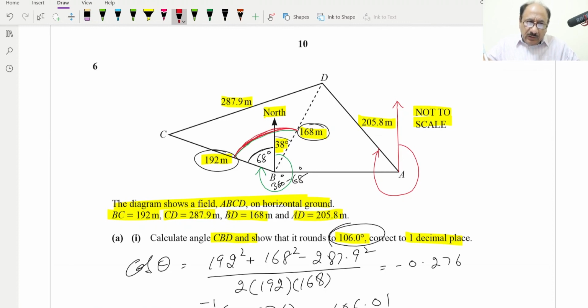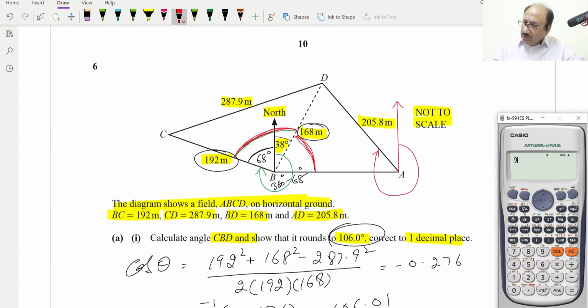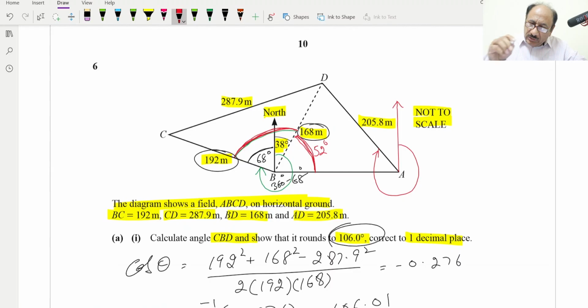Basically, we can find this is 205.8, and this side is there, so we have this angle. This angle we can find, which is 90 minus 38. So 90 minus 38 will be how much? 90 minus 38 will be equal to 52. So this angle is 52 degrees.